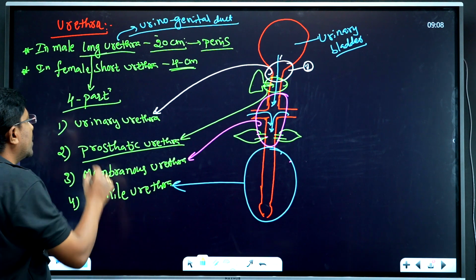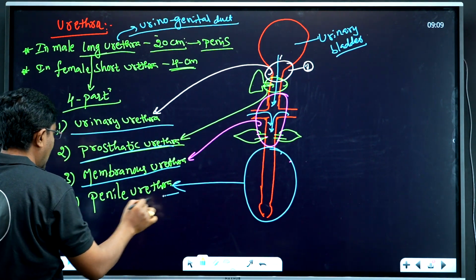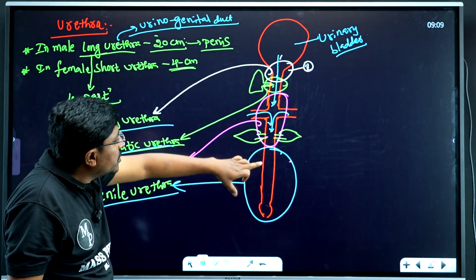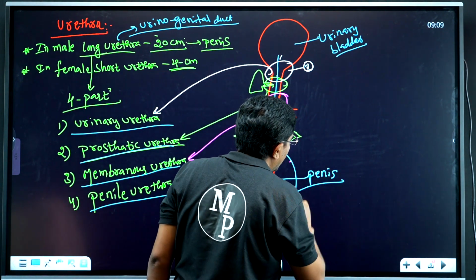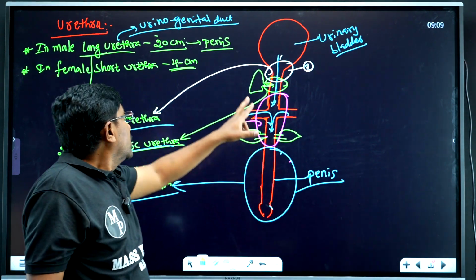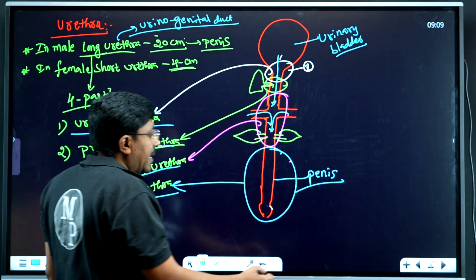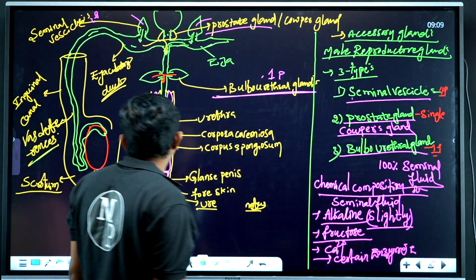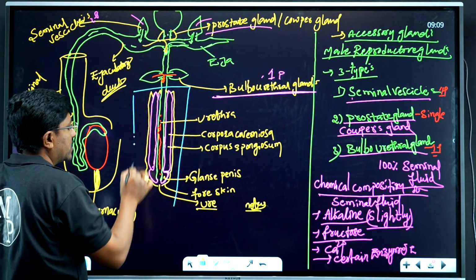So this is the urethra structure. Four parts of the urethra are there: urinary urethra, prostatic urethra, membranous urethra, penile urethra. Of these four parts, the long portion of the urethra is present in the penis. After that, we'll discuss another male reproductive organ, that is the penis. This entire structure is called the penis.